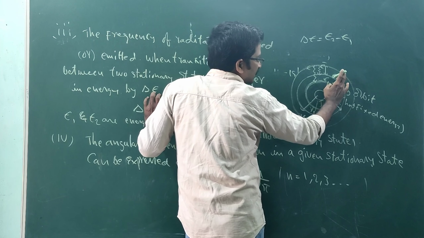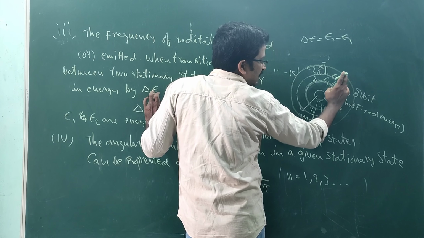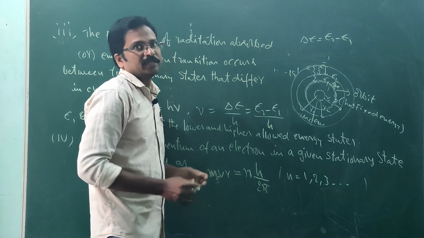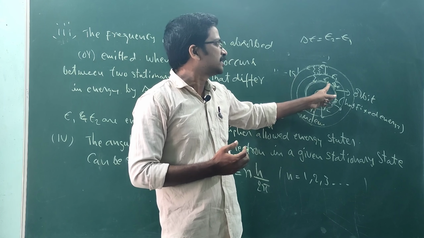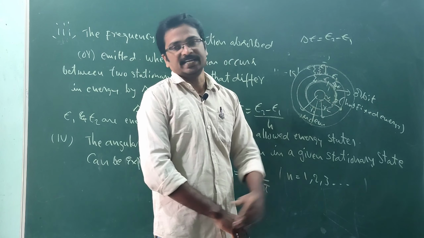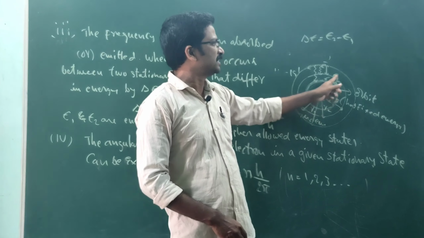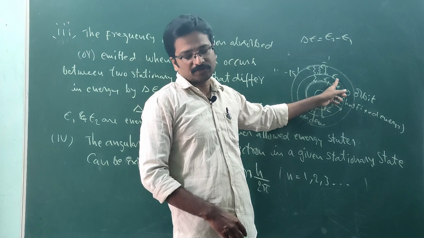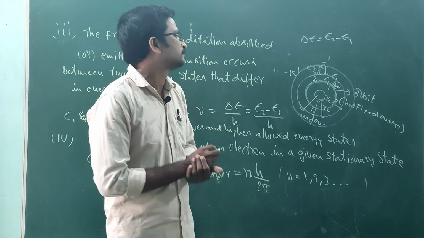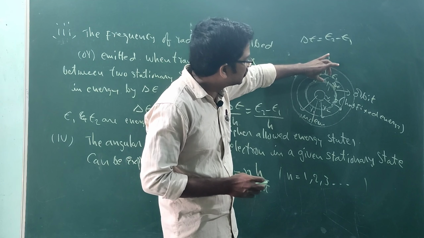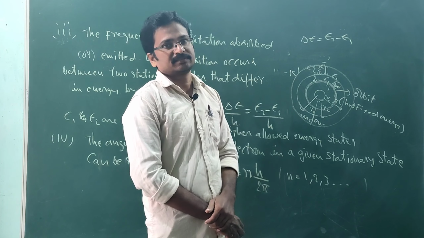This energy minus this energy means the difference between these energy states. We know from the previous point that each orbit has a fixed energy. The first orbit has some fixed energy, the second one has some fixed energy, and the third one has some fixed energy. The difference of these two energies is indicated like this.